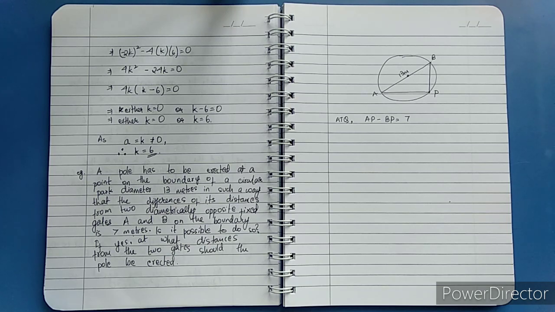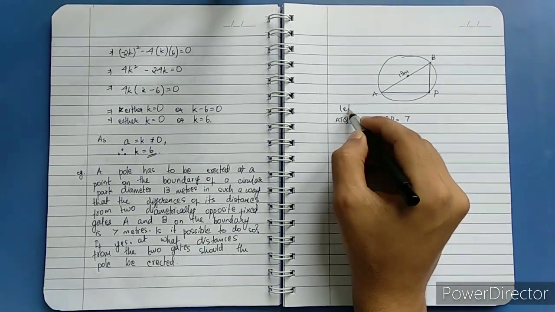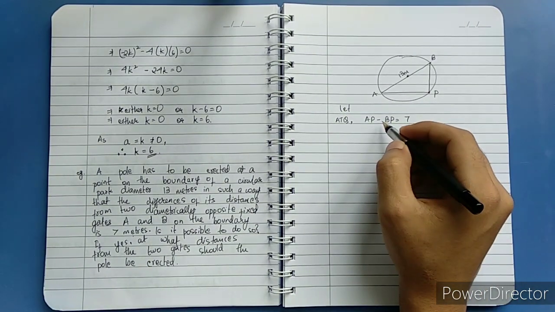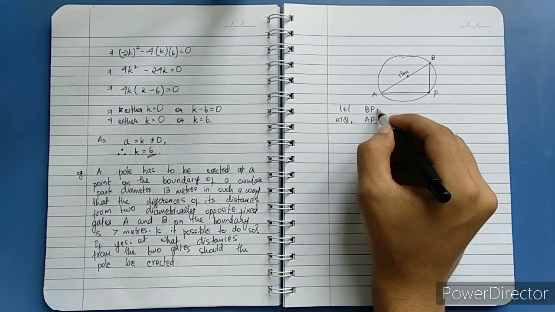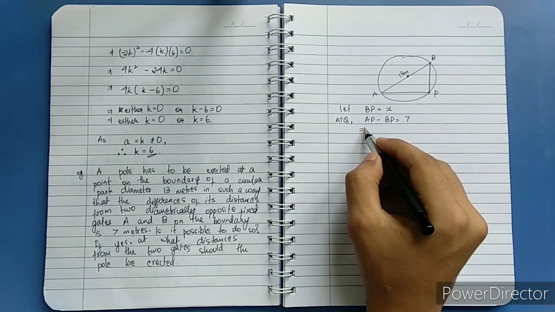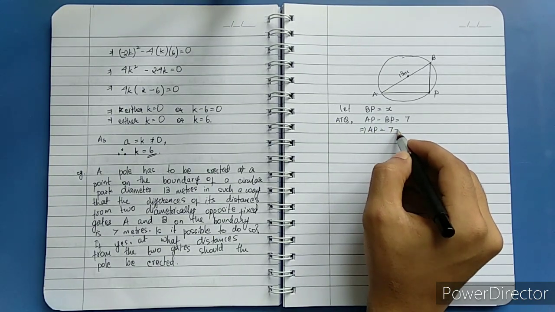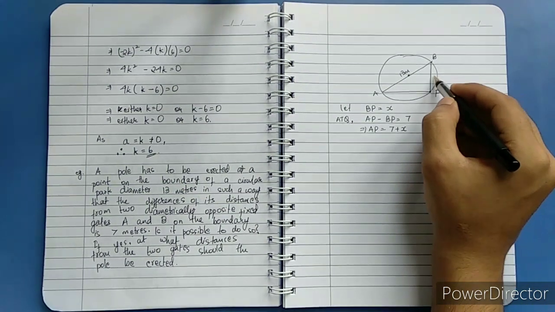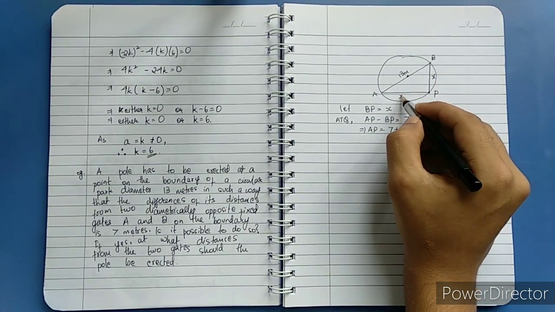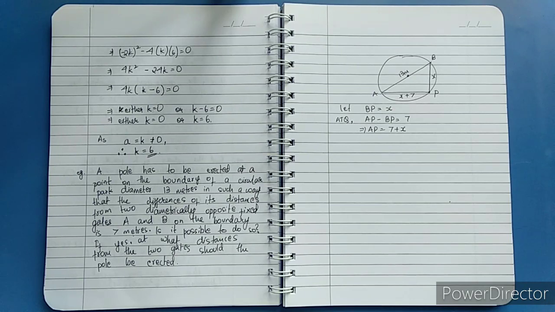Okay, and let's say let one of them we take as x because we don't know either of them. Let's say BP equals x. So this implies AP will be equal to 7 plus x. So BP is x, and AP is x plus 7.